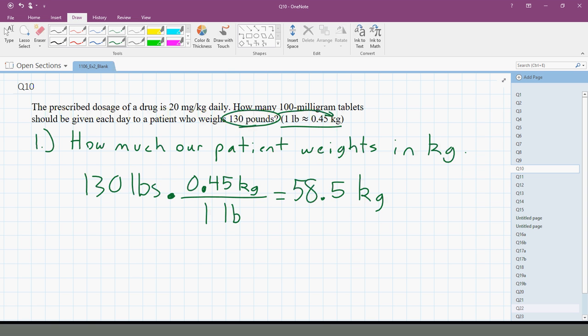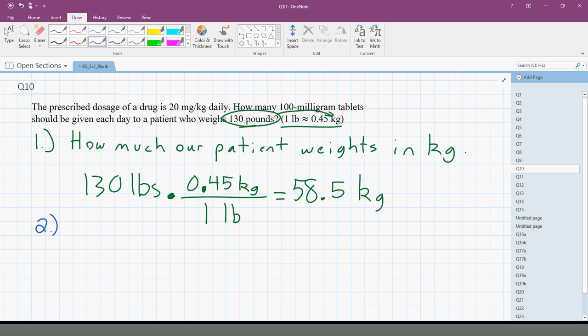Now, what do we need to do with this kilograms? He's 58.5 kilograms. Do you remember what the second step was? If I'm not wrong, we need to divide it. What do you mean divide it? Divided by what? What do you want to convert kilograms to? Milligrams.